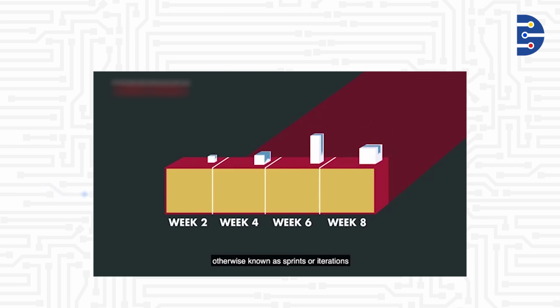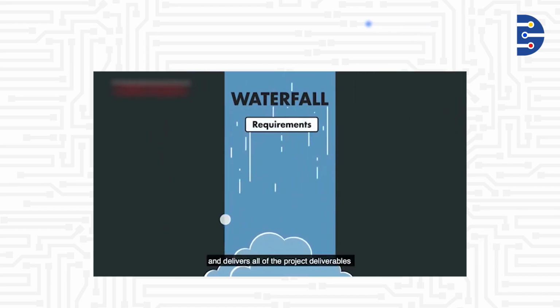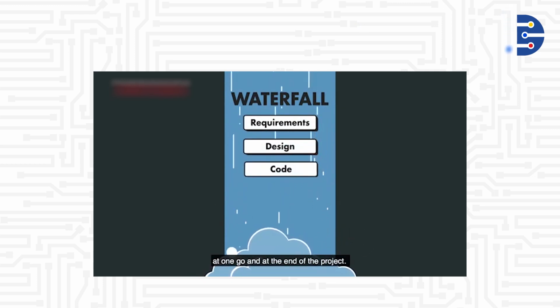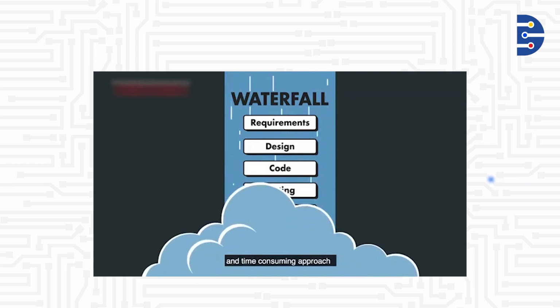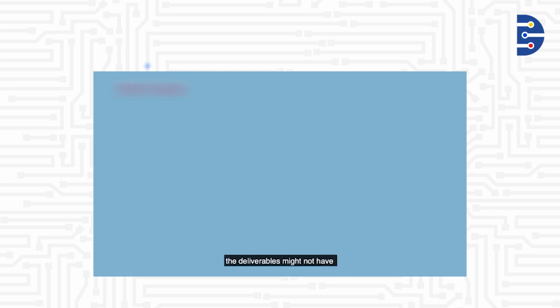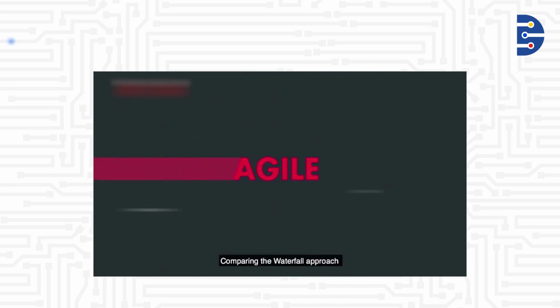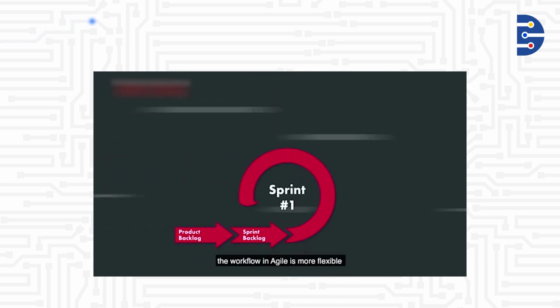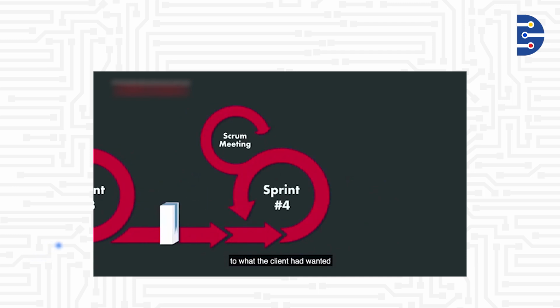as sprints or iterations. Traditionally, most software projects are managed using the waterfall method, which is linear and delivers all of the project deliverables at one go and at the end of the project. This can be a tedious and time-consuming approach, and because there is zero visibility to the client, eventually the deliverables might not have been what the client wanted. Comparing the waterfall approach to the Agile approach, the workflow in Agile is more flexible and encourages constant improvements in sprints, hence the end product will be very close to what the client had wanted.